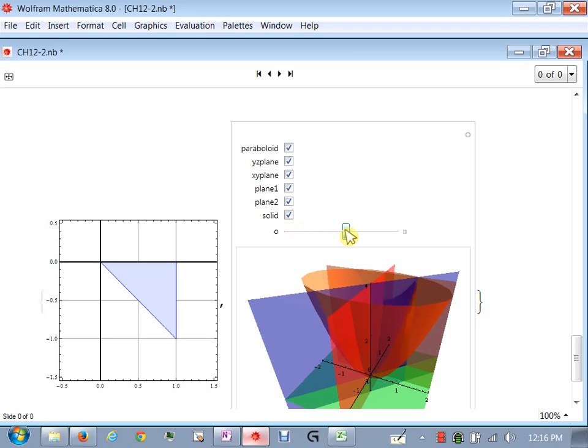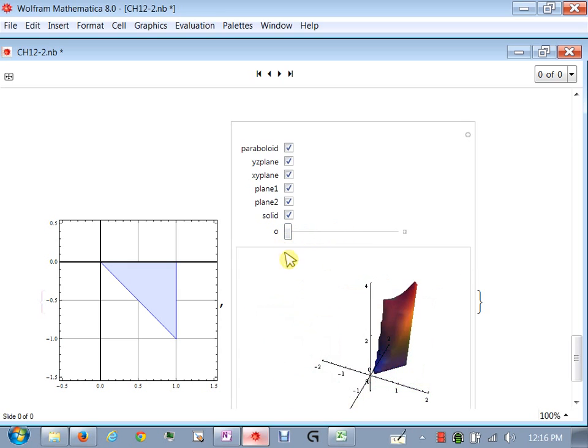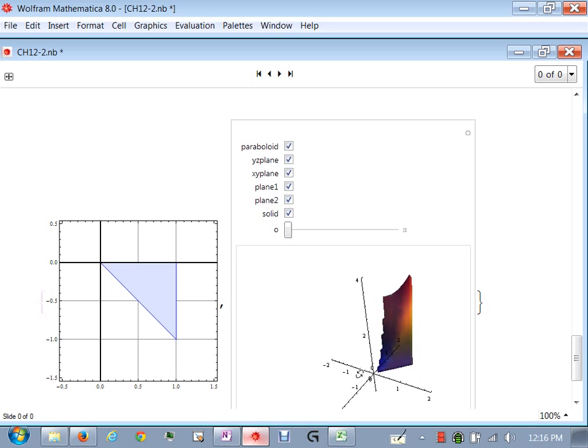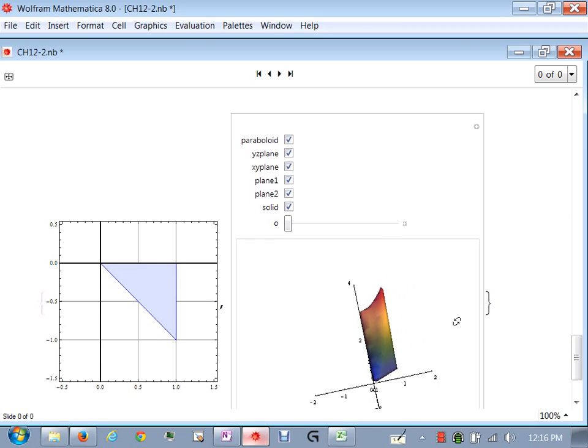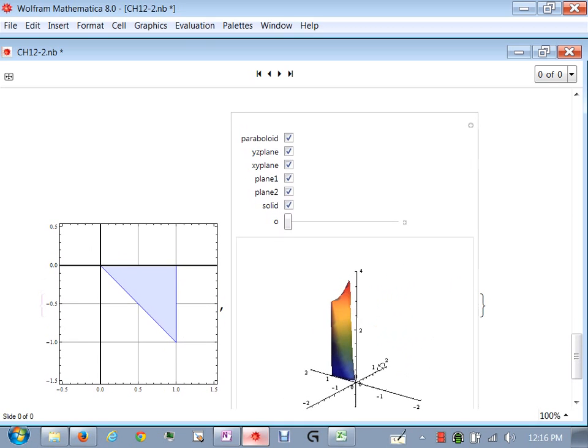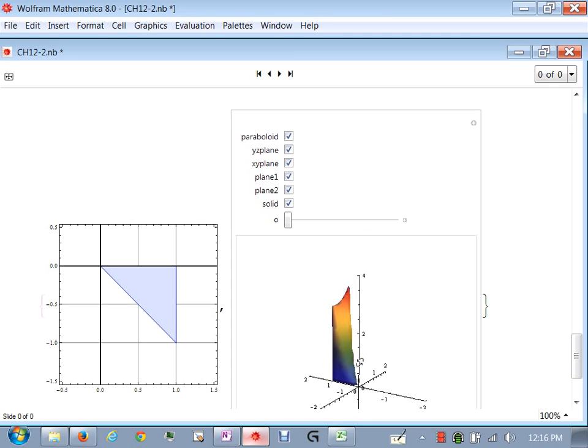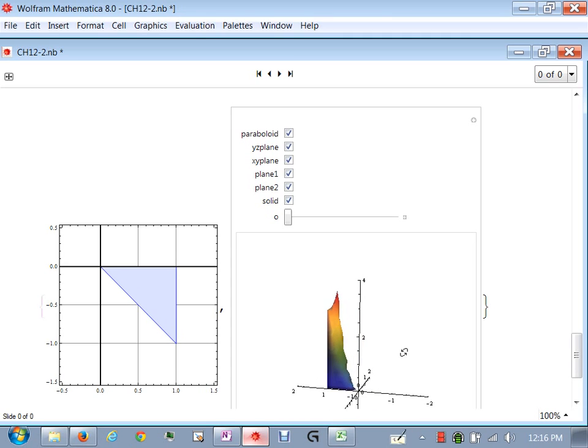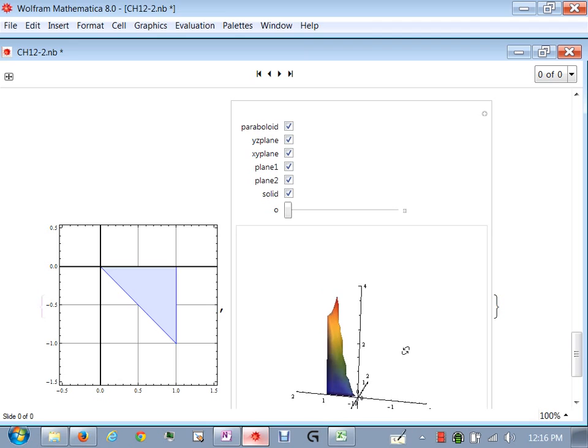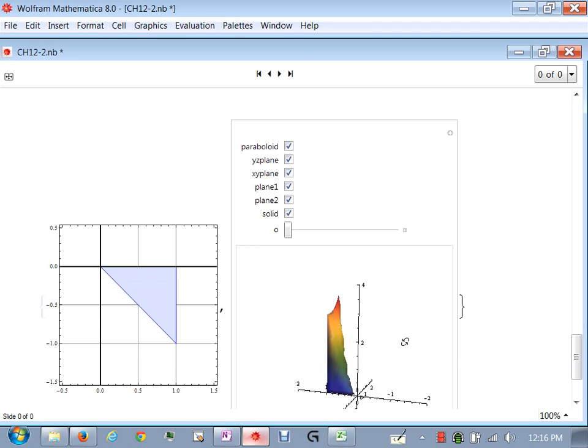I'm going to pull everything out. Trying to rotate it to a place where you can kind of see. Yeah, you can kind of see it there. Can you kind of see the curvature of the paraboloid in here? Like scooped out? It's that paraboloid and it's down, but on top of that triangle.